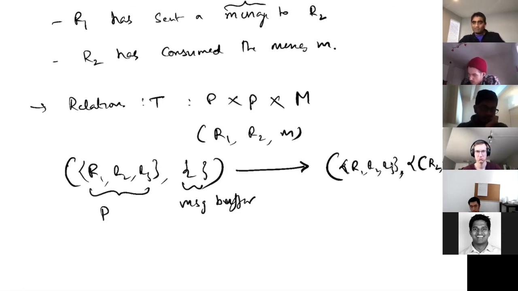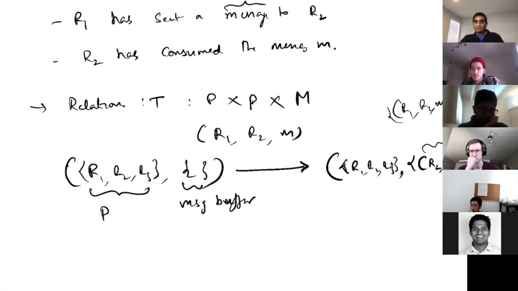Prashant, does this look good, for your use case? Yeah, so I was wondering, in the message buffer, why did we just represent it as R2M? Why did we not want to know that? Well, you can also do that. Yeah, sure, R1, R2. I mean, this is also good. This is also fine.